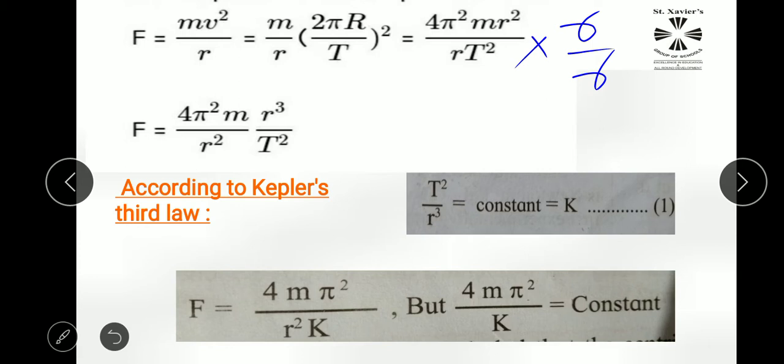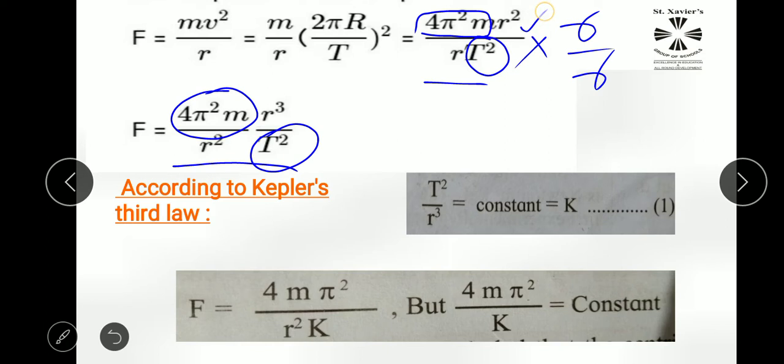Here, when you will see these two equations, next equation, 4 pi square m upon T square. See, first 4 pi square m is here, 4 pi square m. This T square is there in denominator, T square. Now r square into r will become r cube, students, and this r into r will become r square, students.